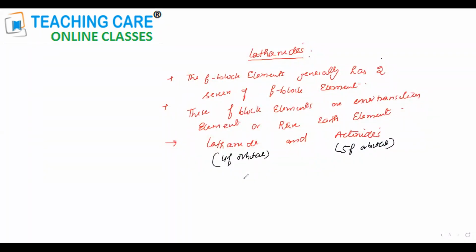Okay. So the lanthanide series has partially filled f orbitals. They have partially filled 4f orbitals. Okay. Got it?